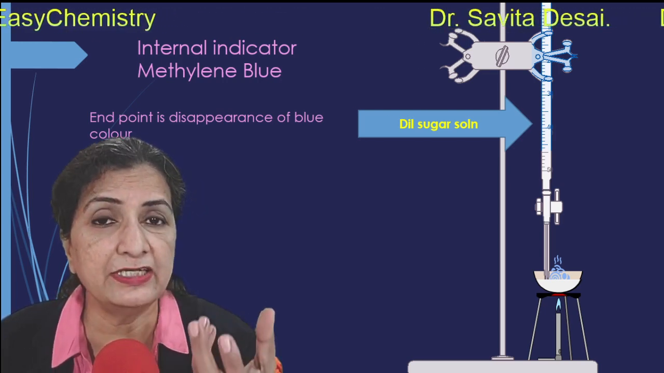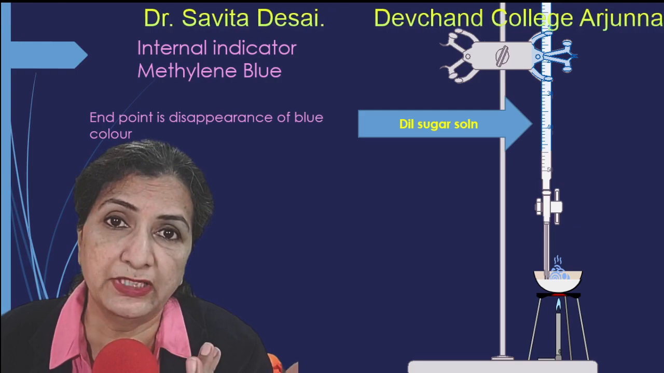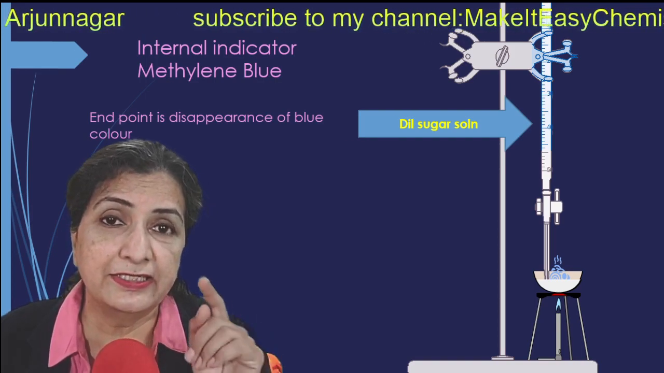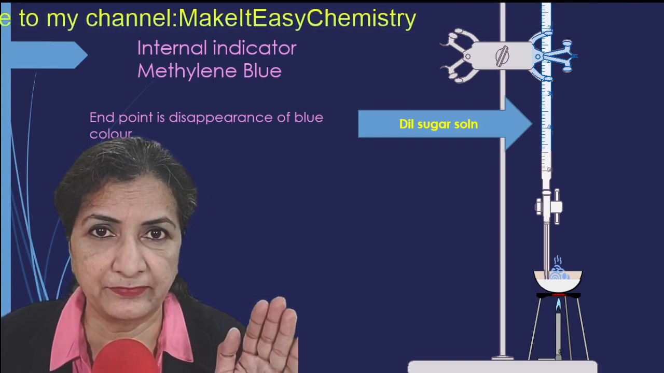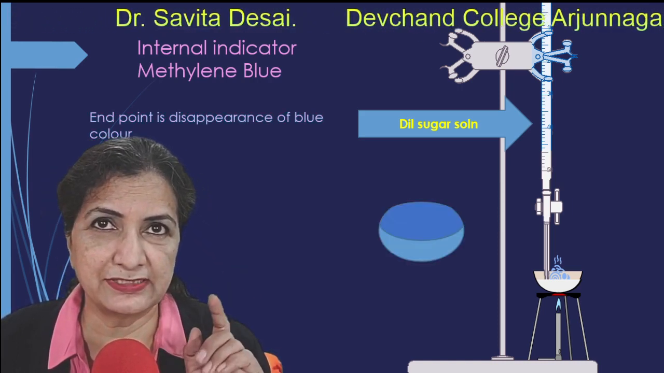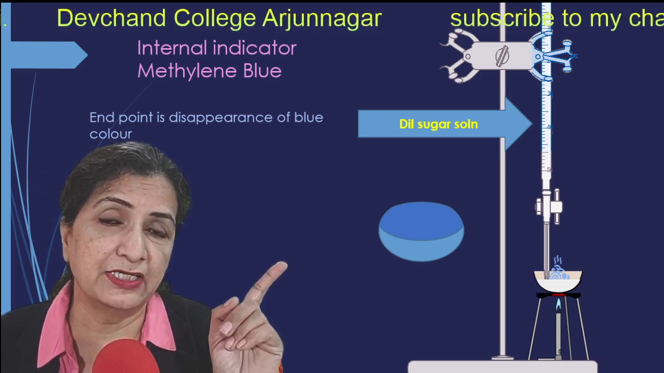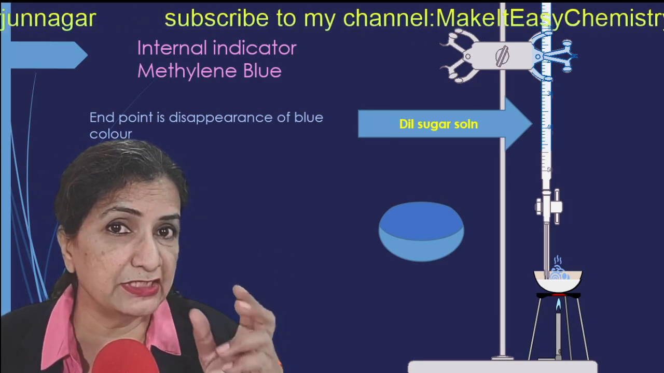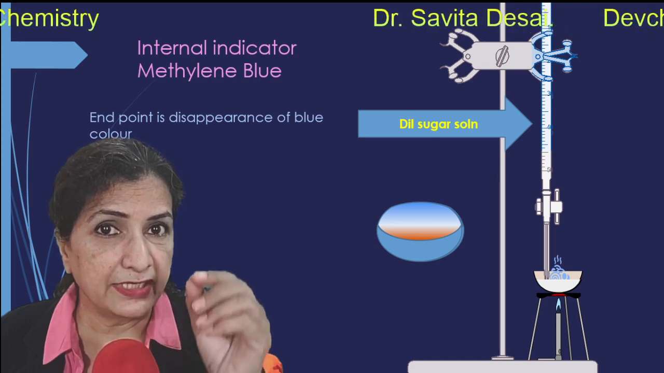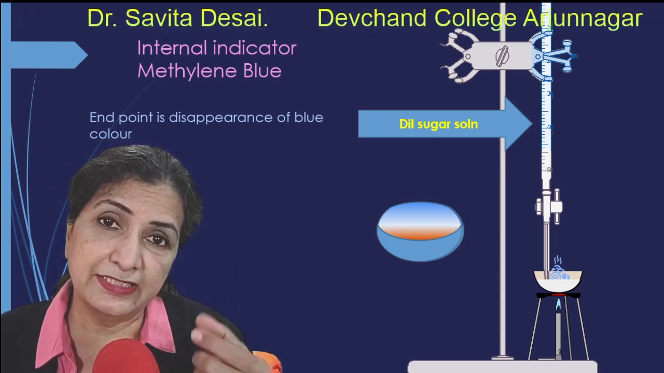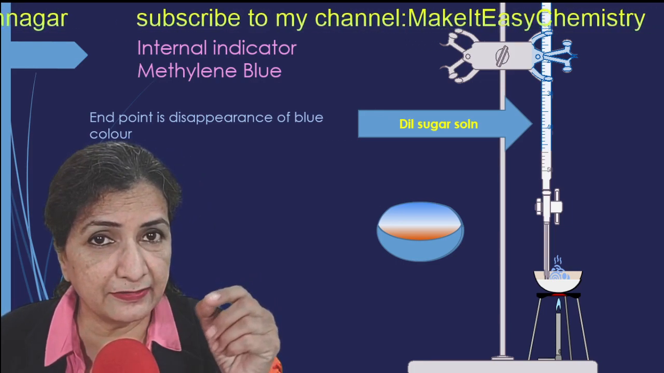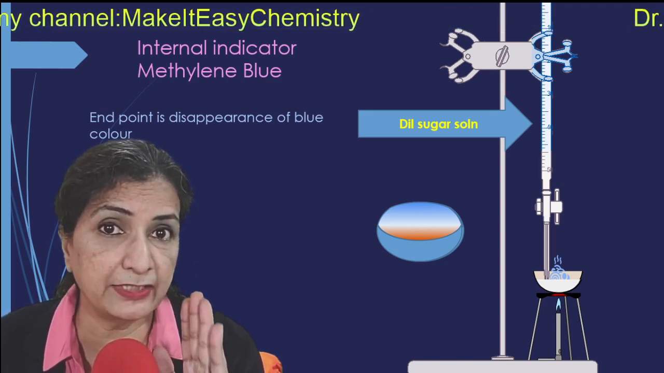The solution immediately turns dark blue, and then the addition of the sugar solution is continued further till the blue coloration disappears. That means the end point is blue to colorless. How is this observed in the evaporating dish? Suppose this is the evaporating dish, the solution is previously blue, Fehling A plus Fehling B. After addition of some sugar solution, there is a red colored precipitate settled at the bottom of the evaporating dish, and the supernatant liquid is still light blue.